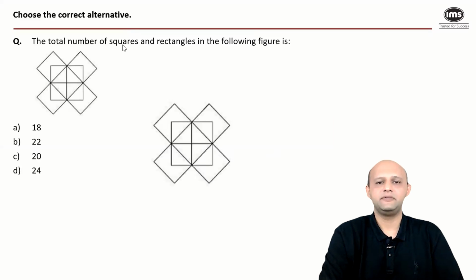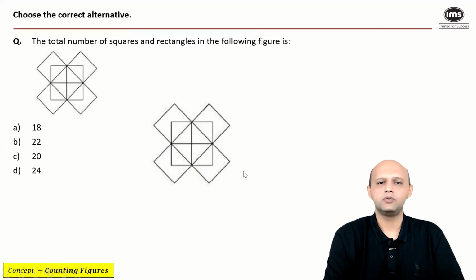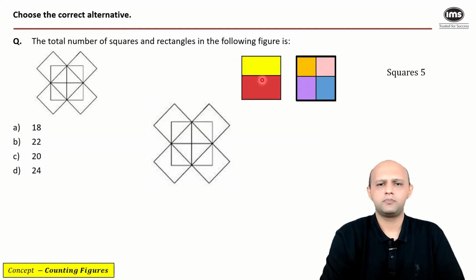A question on counting figures. Total number of squares and rectangles in the following figure is. How will you do that? If you look at the central frame here and separate it out, this will have how many squares? It will have 4 smaller squares and 1 larger, which is 5 squares in all. How many rectangles will this frame have? If you think, there are 2 rectangles, top, bottom, and 2 left and right. So therefore you've got 4 rectangles. So 5 plus 4 is 9 elements in total, 5 squares and 4 rectangles.